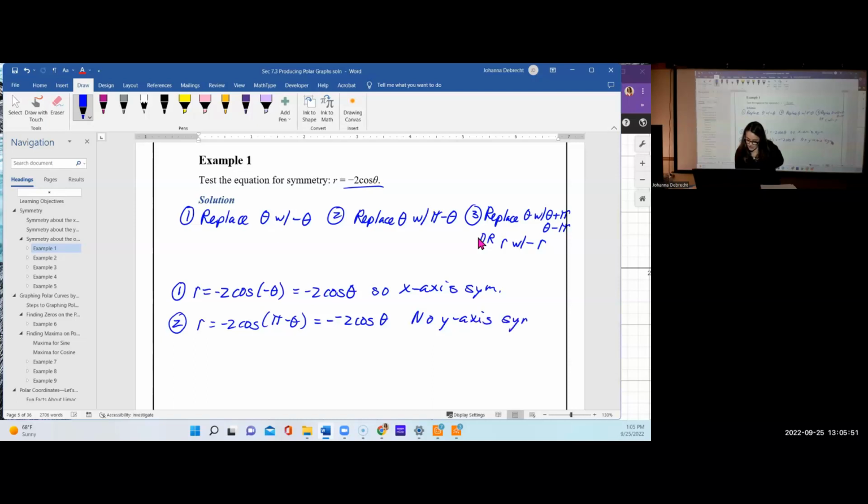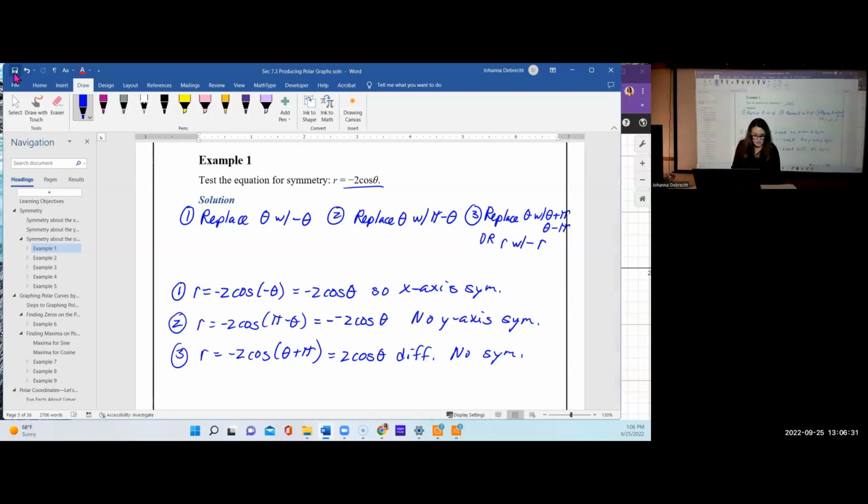Right? And then the last one that we're going to look at, of course, is going to be replacing theta with theta plus pi. So we have -2 cosine of theta plus pi, but this is going to move it from quadrant 1 to quadrant 3, or quadrant 2 to quadrant 4, or 3 to 1, or 4 to 2, where cosine changes sign. So this is going to also be 2 cosine of theta, which is different. And so it does not have symmetry about the pole, right? So the only kind of symmetry we see here is the x-axis symmetry.